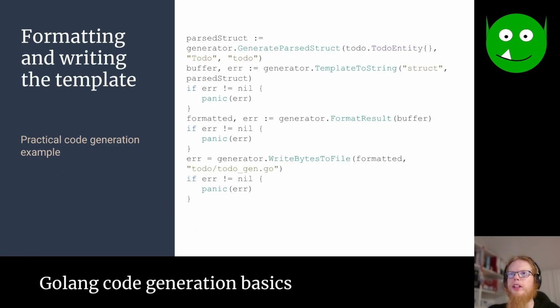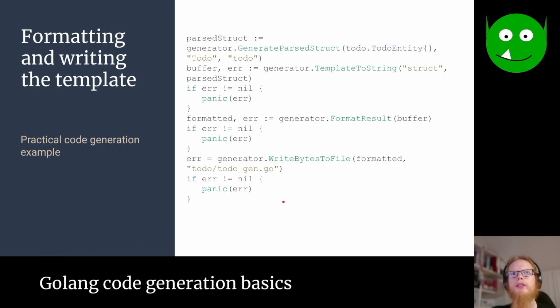How is it all put together? One thing to also talk about is formatting. So, okay, we generate our struct from this. We give in the ToDoEntity struct, the name of the structure, GenerateToDo, and the package to put it in, which is also todo. Generate a template out of this. We have the buffer. So now we're going to format the result.